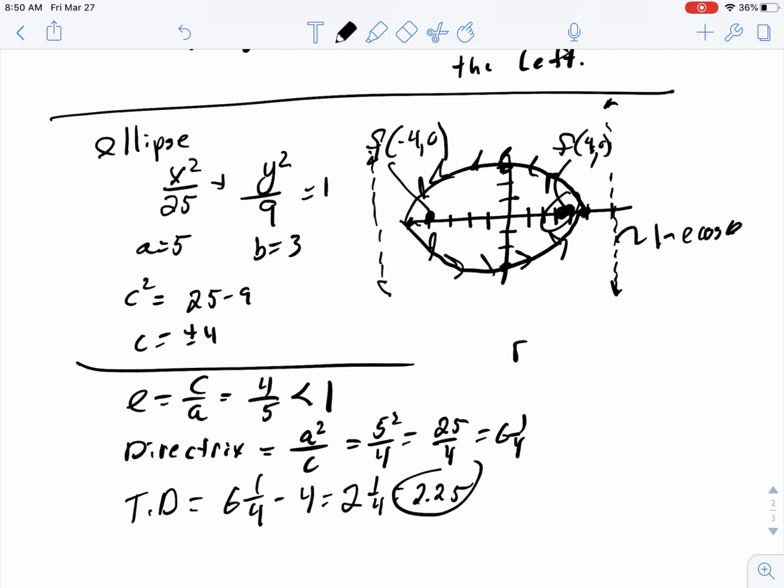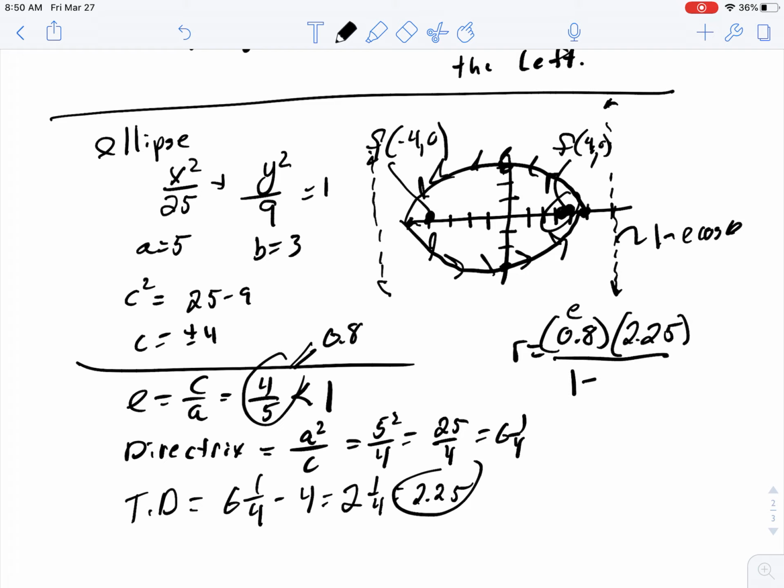All right, so to graph out an ellipse using the same equation, r equals, and I'm just going to say e is 0.8. So there's my eccentricity and my total distance, 2.25, over 1 minus 0.8 cosine of theta.